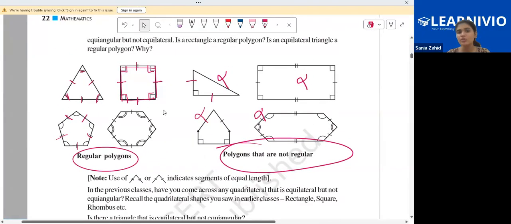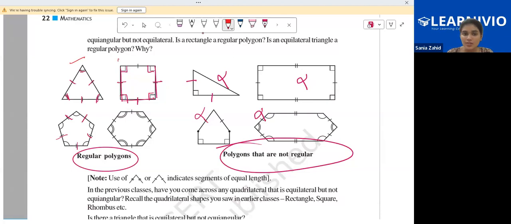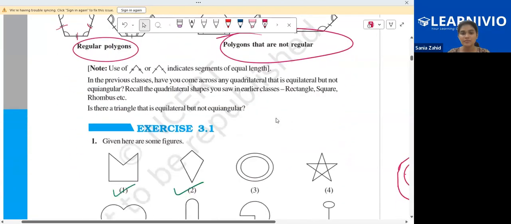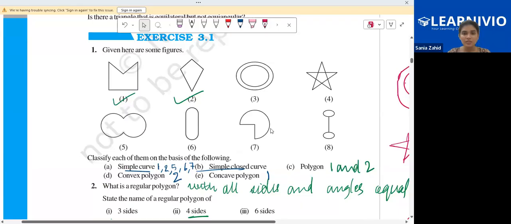So these examples you can see. For regular, you have first of all an equilateral triangle, a square, a pentagon, and a hexagon. Now polygons that are not regular: this is an isosceles triangle, this is a rectangle, this is another figure, and this is another. Right? These are not regular. Why? Because all sides and all angles are not equal. You understand this?